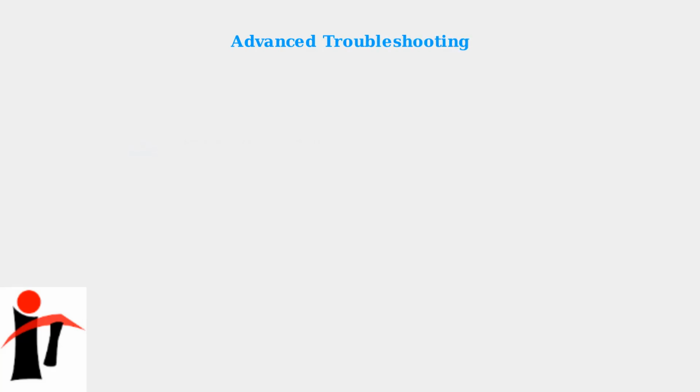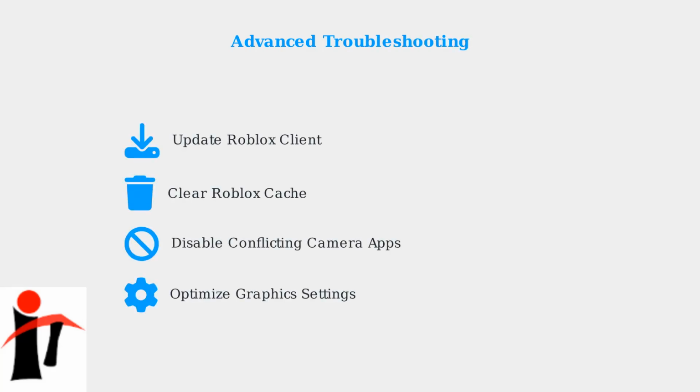When basic troubleshooting doesn't resolve your Roblox face tracking issues, it's time to try more advanced techniques. These system-level fixes can resolve persistent problems that standard solutions cannot address. These advanced techniques address the most common causes of face tracking failures. Updating your Roblox client ensures you have the latest compatibility improvements, while clearing the cache removes corrupted temporary files that can interfere with camera access.